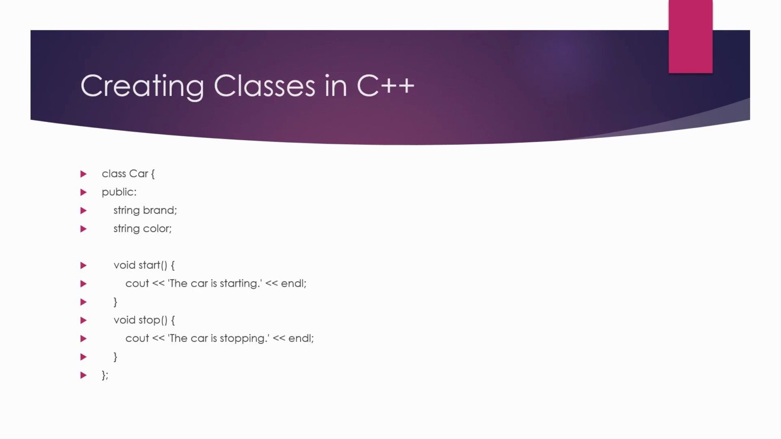Now let's look at the syntax for creating a class. Here's an example of how to define a class in C++. We start by using the keyword class followed by the class name, like car. Inside the class, we define public attributes and methods. In this example, the car class has two attributes, brand and color, and two methods, start and stop. These methods define the actions that objects of this class can perform.